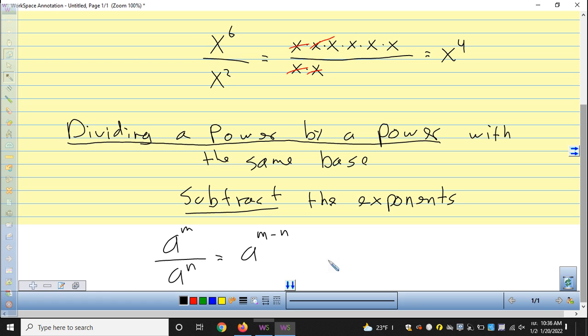And let's think back for a second. When we multiplied a power by a power, what did we do with the exponents? We added the exponents then. So we're doing the opposite operation on the powers. We're dividing. So this time we subtract.